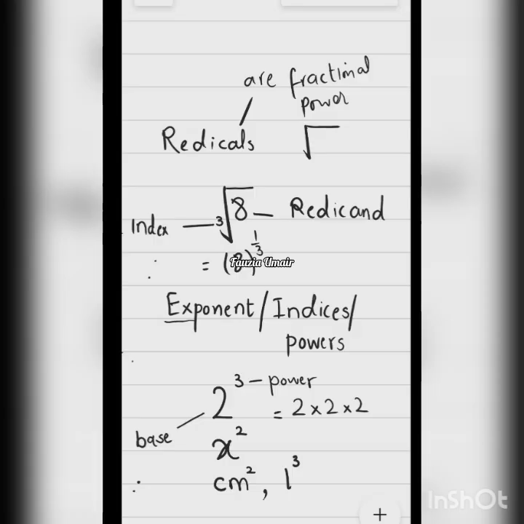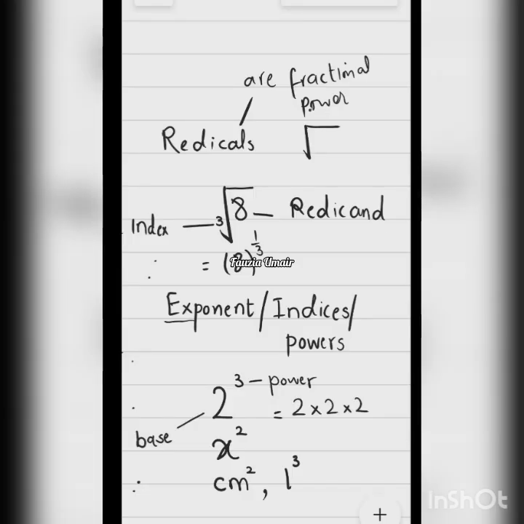One second, let me open that here. Harim is asking, is this always 1 by 3? Yes, this number is always 1, so it will always be 1 by 3. Because I told you, radicals are fractional powers, and fractional power means that it would be 1 by that number.